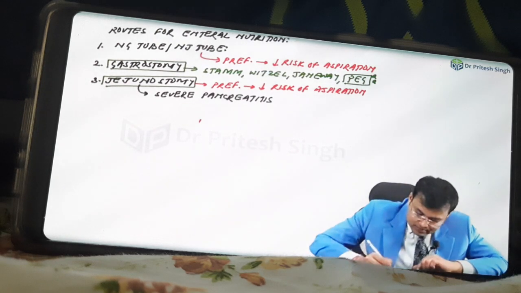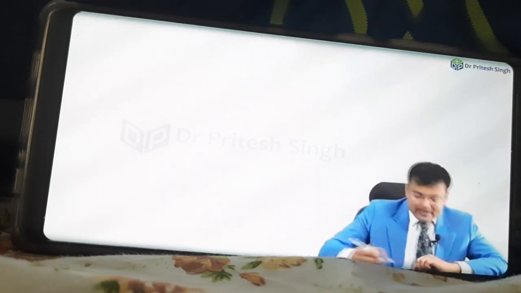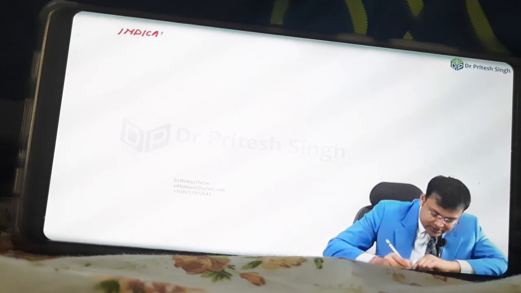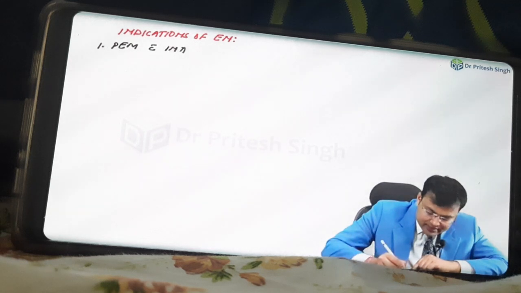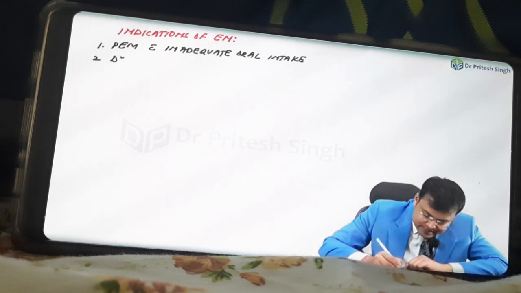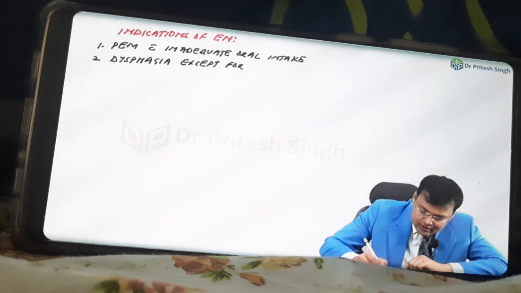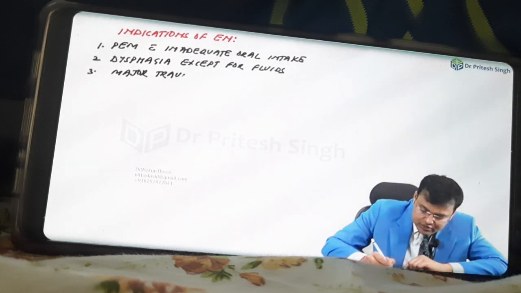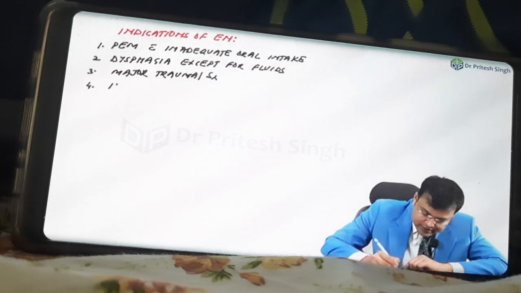After that, total parenteral nutrition. So what are the indications of enteral nutrition? First is protein energy malnutrition with inadequate oral intake. Second is dysphagia except for fluids. Third, major trauma or surgery.